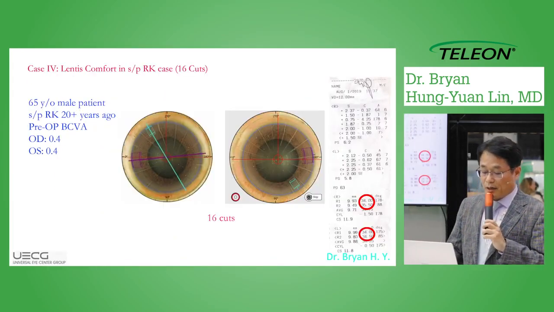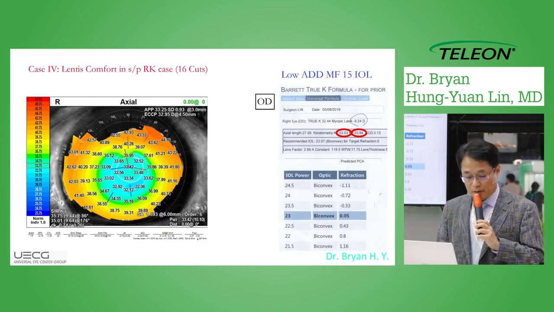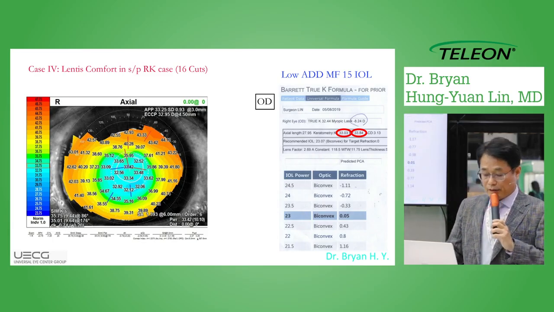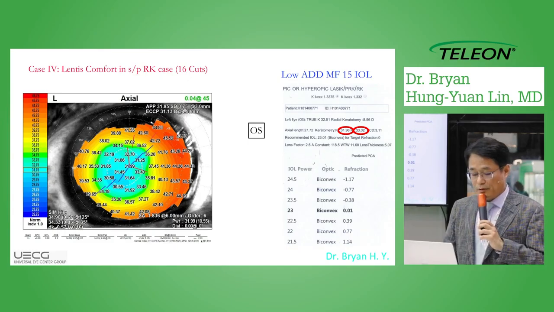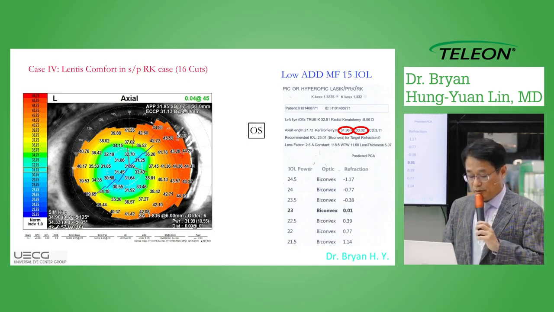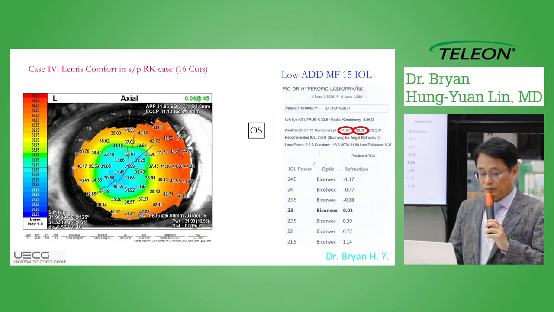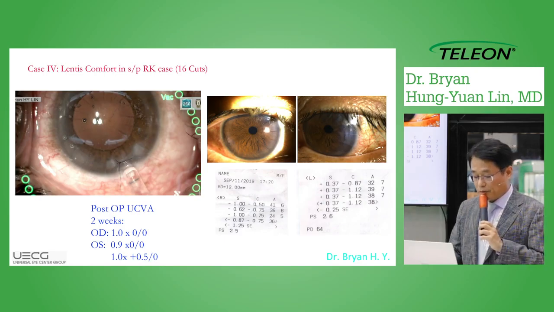Case 4 involves a post-RK patient with 16 cuts more than 20 years ago. Also considering high myopic retinopathy, we recommend this patient to use LENTIS comfort. IOL calculation in post-refractive surgery patients can be particularly challenging due to the changes in cornea curve. Using multiple measuring instruments, such as an optical refractor and a topographer, along with various calculation formulas, can help improve accuracy. Post-op visual acuity and visual quality were pretty good, and this patient is very satisfied with LENTIS comfort.